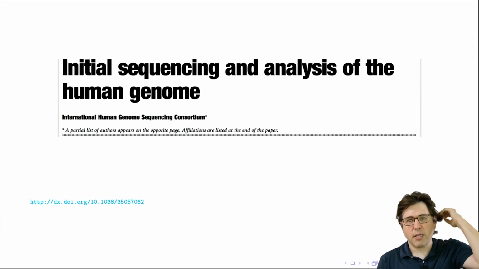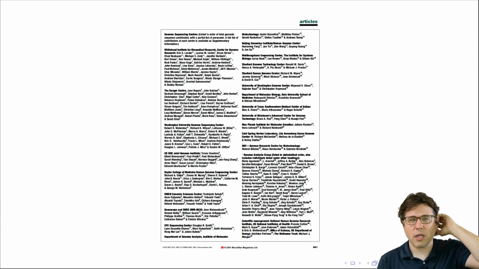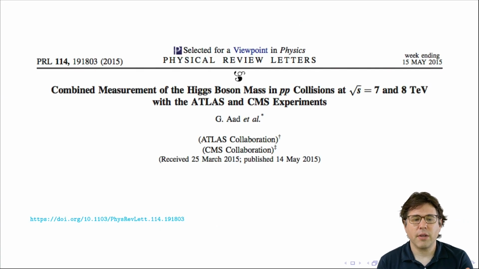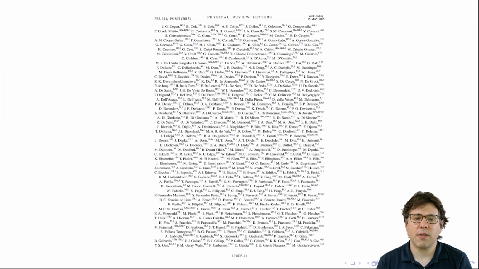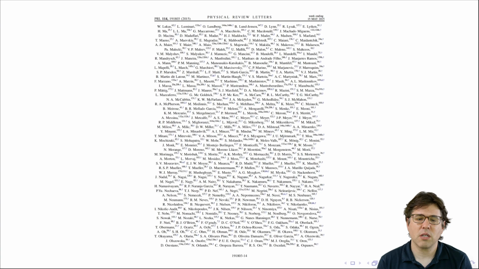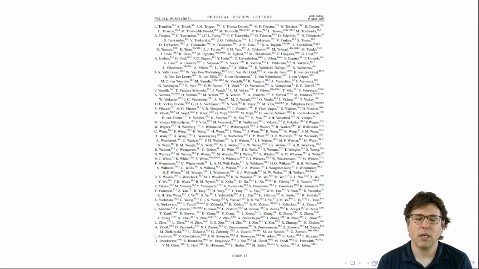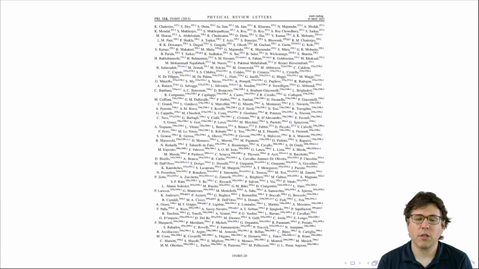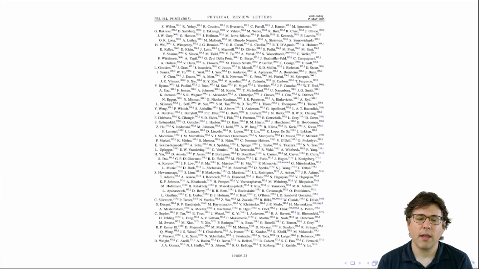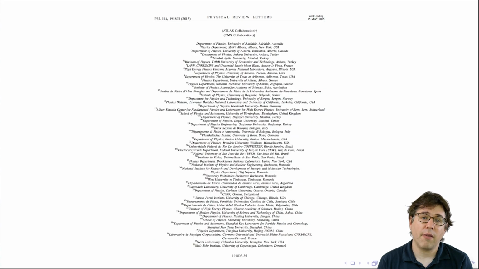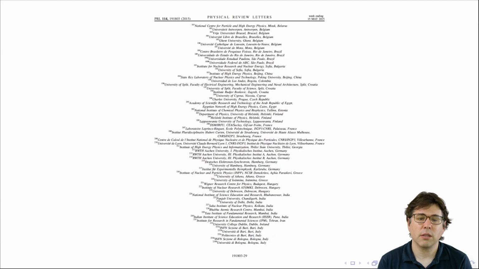This is the paper announcing the sequencing of the Human Genome Project. This has 200 biologists who worked on it. This is the paper announcing the discovery of the Higgs boson. This paper has 5,000 physicists and engineers who work together to solve this problem. And these people were working together from institutions all over the world.